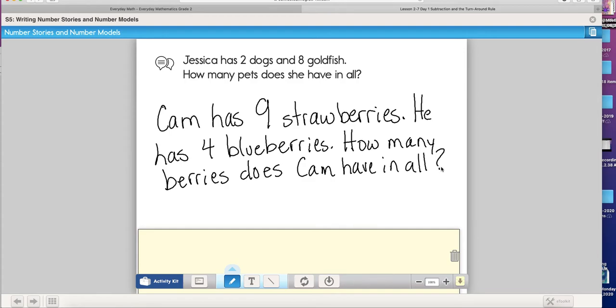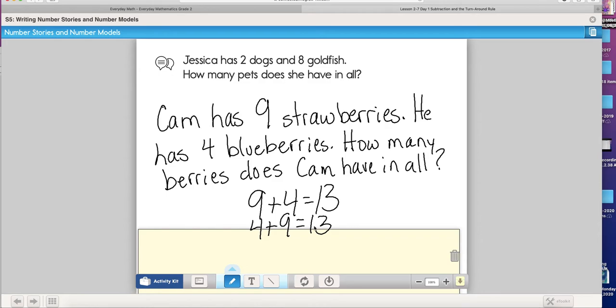All right, what is one number model that would go along with this story? Because there's actually 2 number models that we could have for this story. What is one number model, Derek, that could go along with this story? 9 plus 4, which would equal what, Derek? 13. Right, 9 plus 4 equals 13. There's one number model that could go along with this story. What's the other number model that could go along with this story, Jamie? 4 plus 9 equals 13 could also go along with this story, okay?